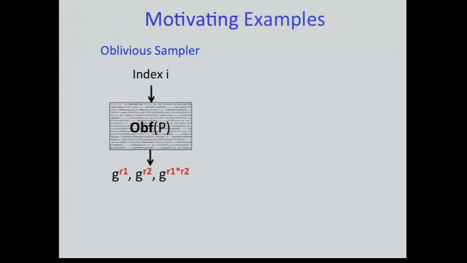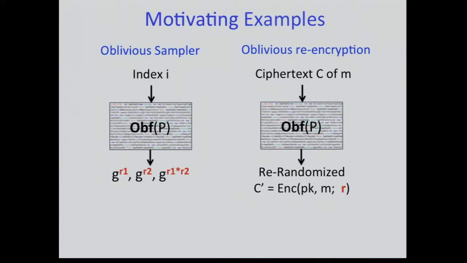Here are two examples. One is that, for whatever reason, I would like to publish an obfuscated program that does oblivious sampling. You can view it as I push a button, and it gives me a randomly sampled DDH tuple. Another motivating example is oblivious re-encryption. I want to publish a program that, given any ciphertext, decrypts it and re-encrypts it using fresh randomness. Seems like reasonable things to want.